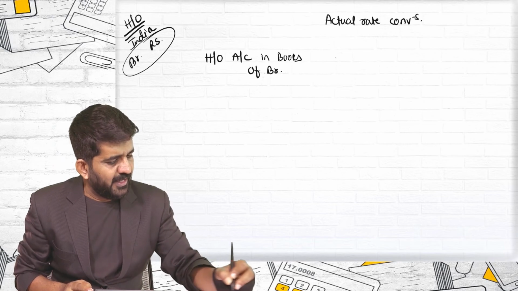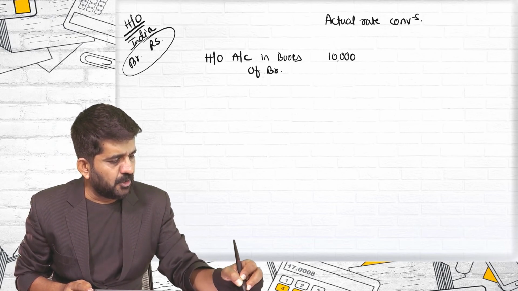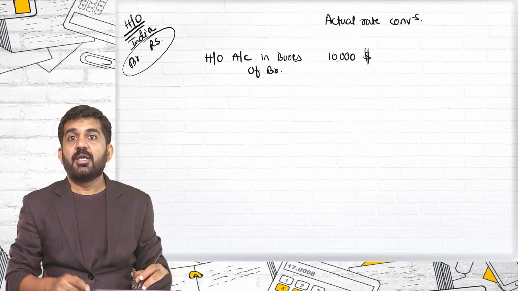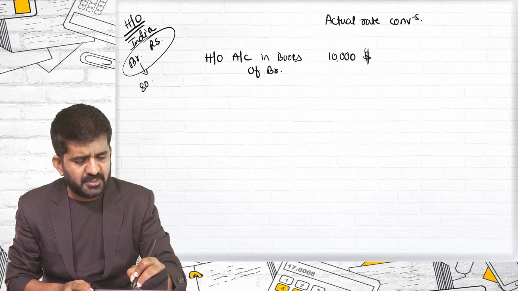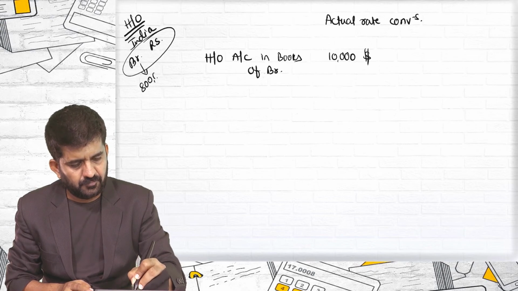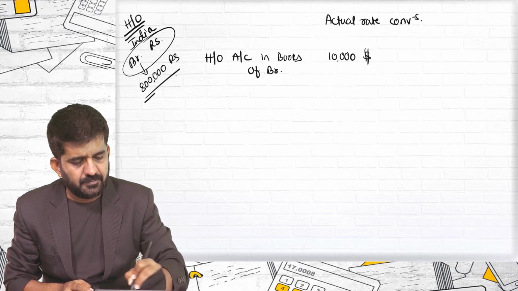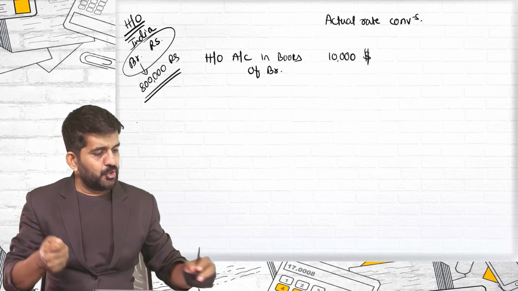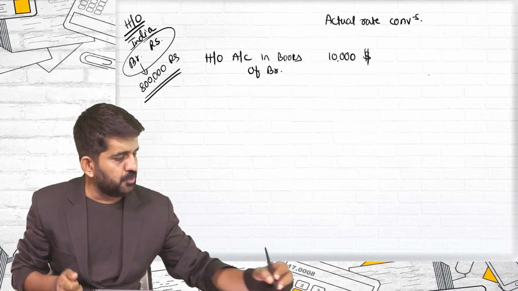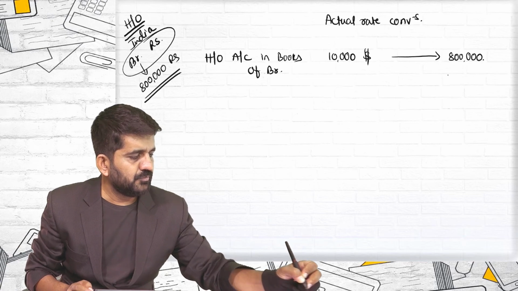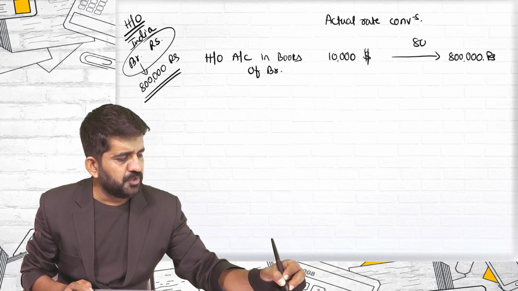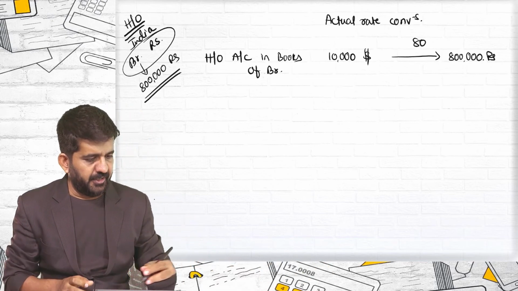Say the HO account in the books of the branch is $10,000, and in the books of HO in India, the branch account is 8 lakh rupees. How will I convert this $10,000? I will directly write down 8 lakh rupees. So I will be using a rate of 80 rupees per dollar.